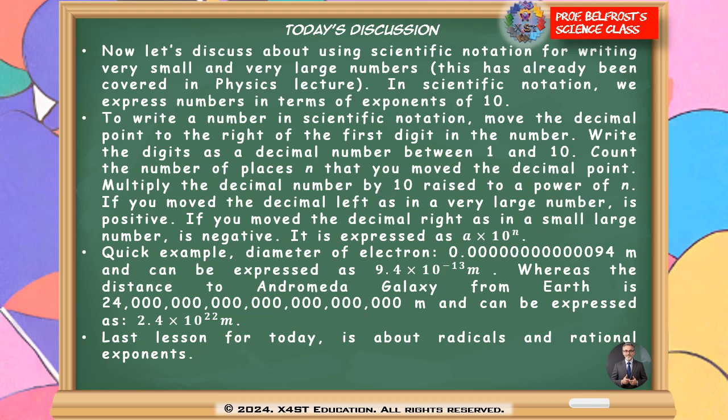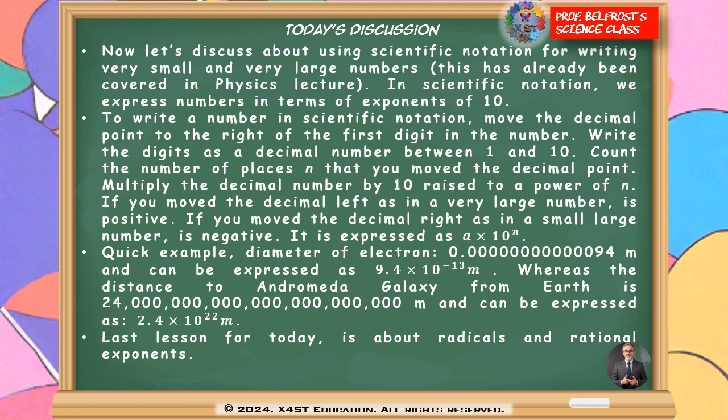So what is the purpose of writing something in scientific notation? Because it makes your expression or your constant more comfortable to read. So how do we write a number in scientific notation? You just need to move the decimal point to the right of the first digit in the number. Write the digits as a decimal number between 1 and 10. Count the number of places n that you moved the decimal point and multiply the decimal number by 10 raised to the power of n.